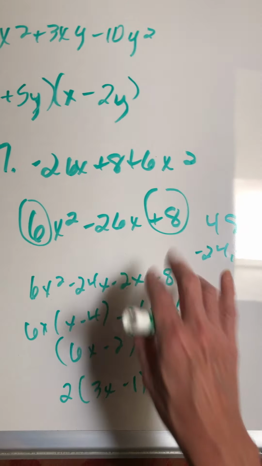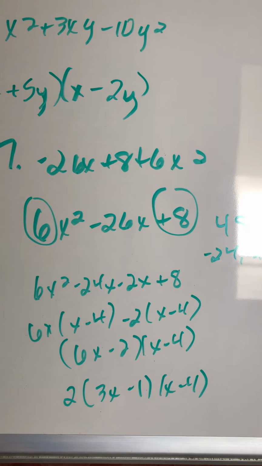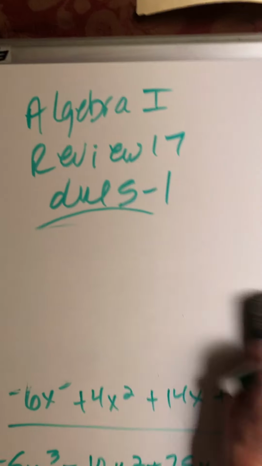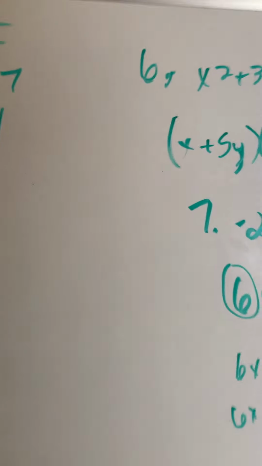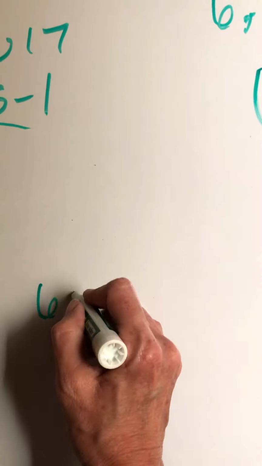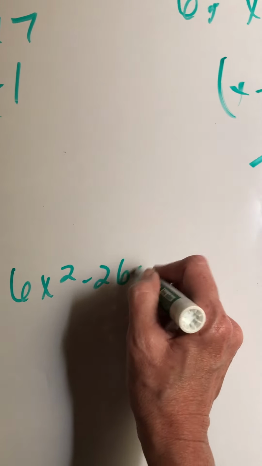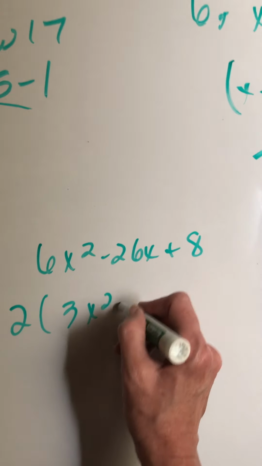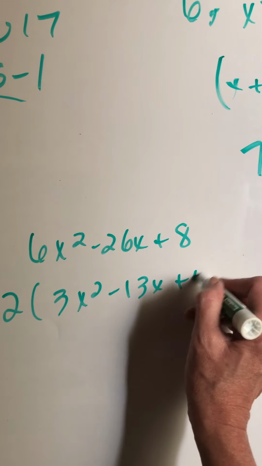Just multiplying 6 times 8 and going from there. Another way to do it is to take the 2 out first. So let me show that way, just so that you know both ways. Okay, so let me rewrite the 6x squared minus 26x plus 8. So I can take a 2 out and have 3x squared minus 13x plus 4.